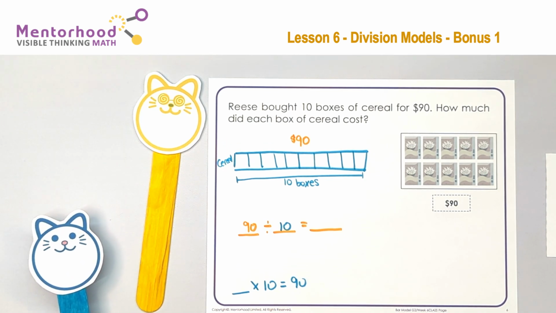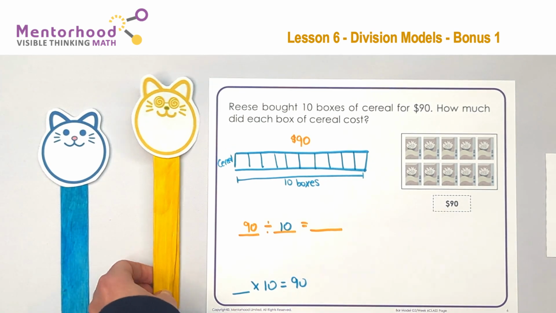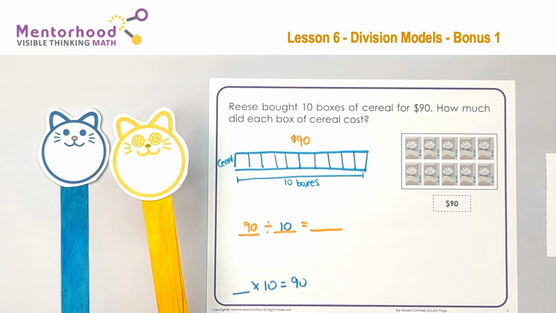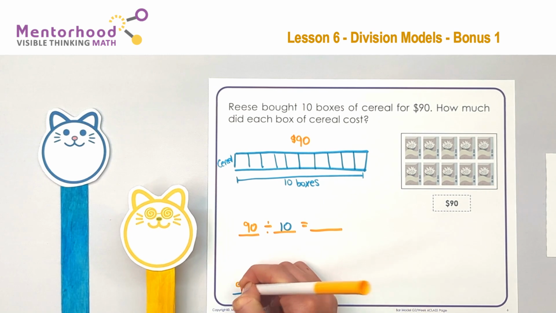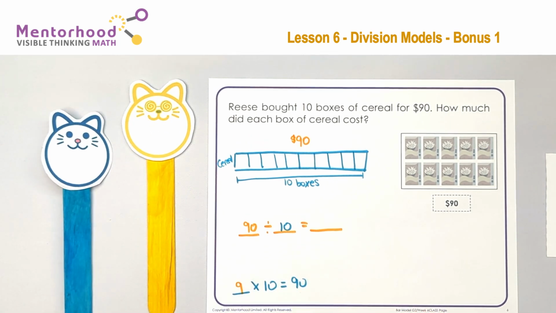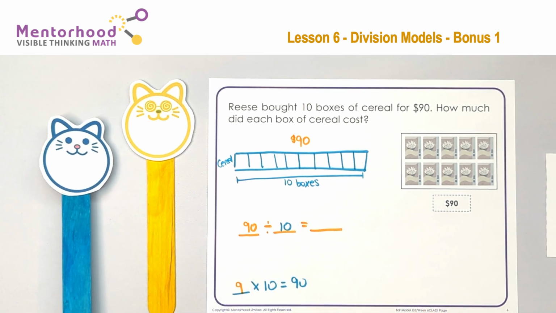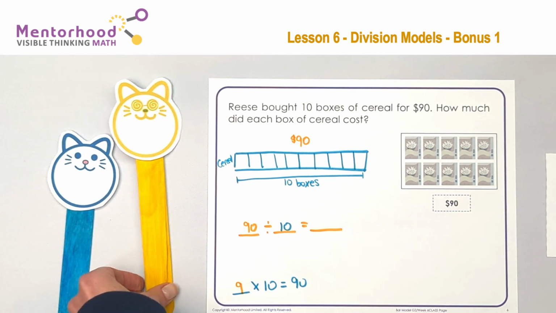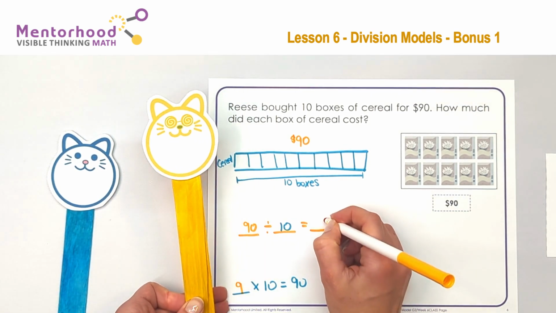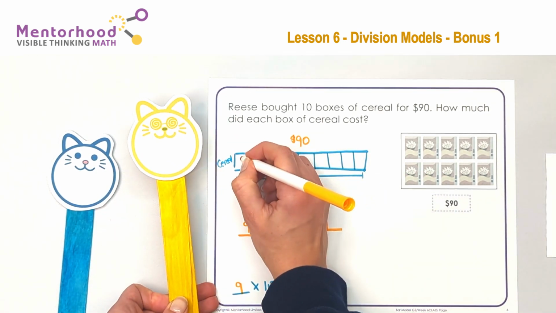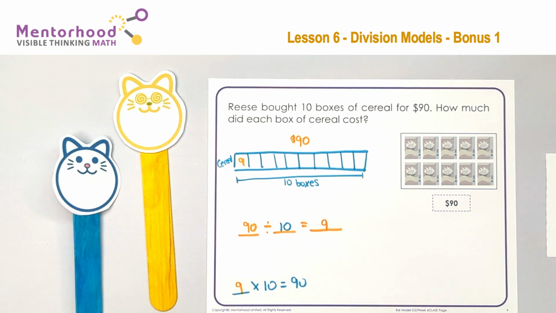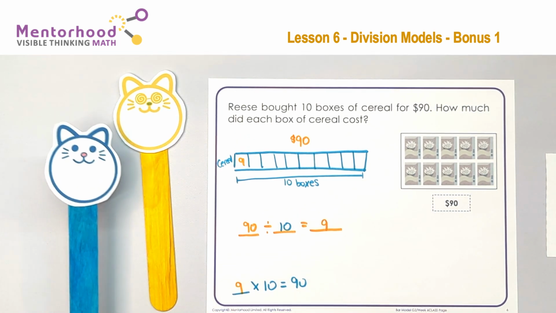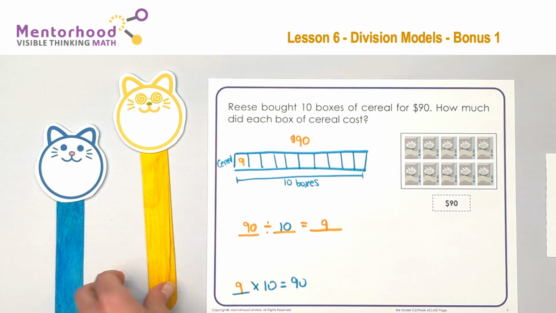Do you know what that could be? Oh, I remember that. That's really easy because any number times 10, you just add a 0. So it must be 9. All right, you can go ahead and write that in the number sentence and in the cereal box. Great. 9. Okay, now what? Well, now we've solved the question, so let's just write a little sentence summing it up.